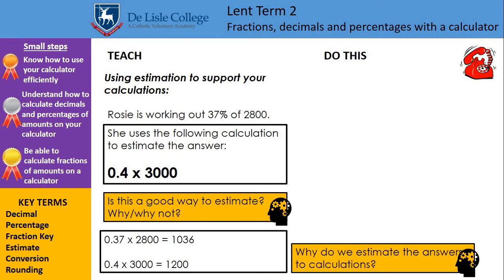But why do we estimate the answers to calculations? Well, sometimes we need to be able to do calculations in our head, and actually by changing the numbers to more straightforward numbers like 0.4 and 3,000, it enables us to do that more fluently. And that can help us to solve problems quickly, or at least better understand whether something's affordable, or rounding values so that we have a clear understanding, because we don't necessarily need the precision at that point.